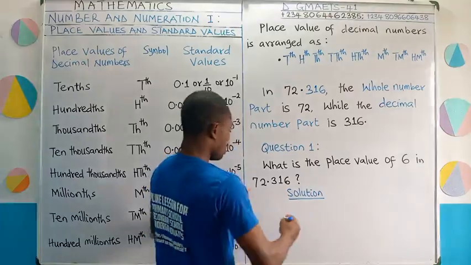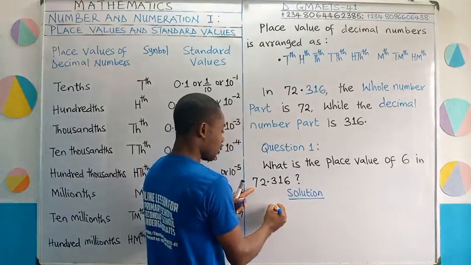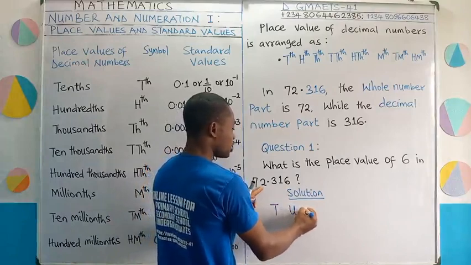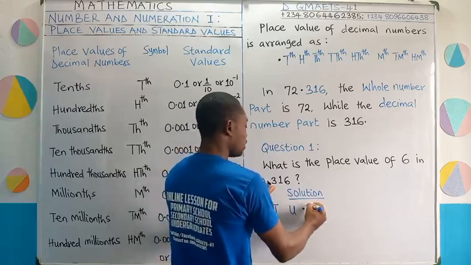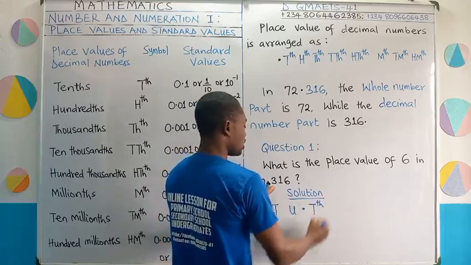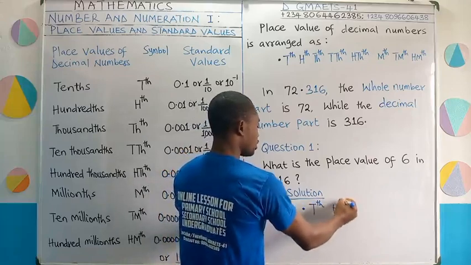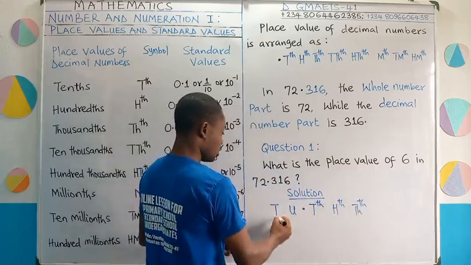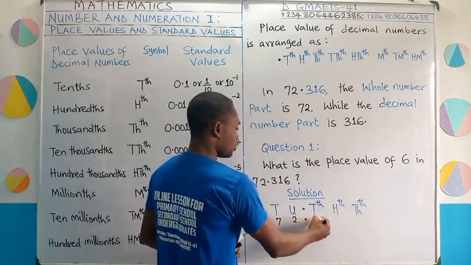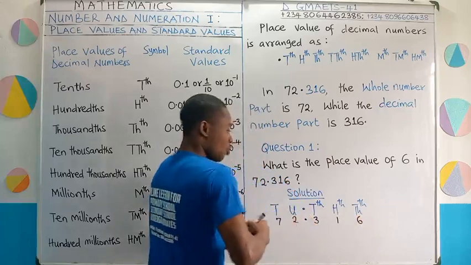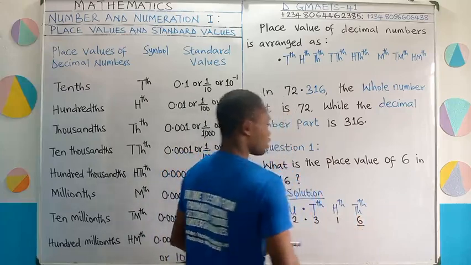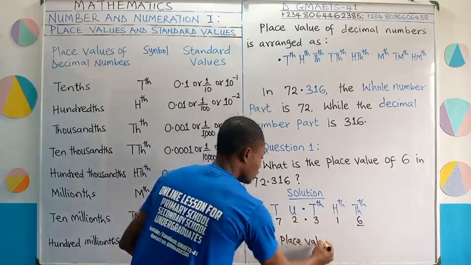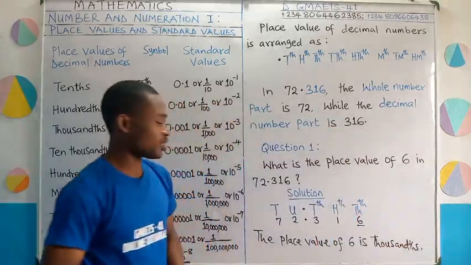But let me write it out. The highest place value here is this one of 7, which is tens. Then followed by units. After that, you have your decimal point. Then, following the decimal point, the first place value is tenths. After that, you have hundredths. After that, you have thousandths. And then we can arrange these numbers under them, 72.316. We are looking for the place value of 6. And so I can write the place value of 6 is thousandths. So that's just the answer.